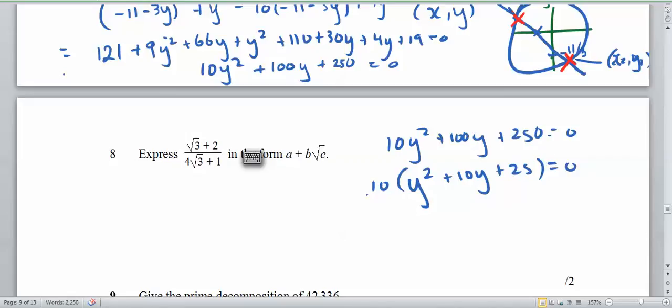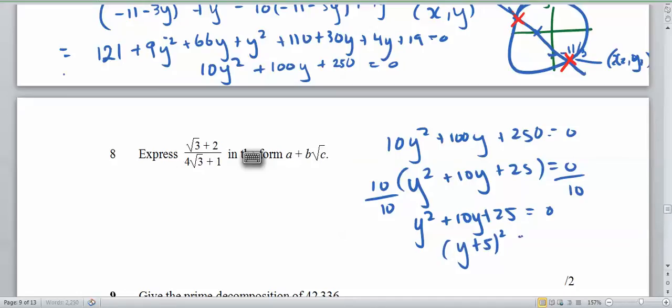You can then divide both sides by 10. 0 divided by 10 is still 0. So we actually got y squared plus 10y plus 25 is equal to 0. And the reason why it makes it so much easier is because we can factorize this expression. y plus 5 all squared is equal to 0. So therefore, y is equal to -5.